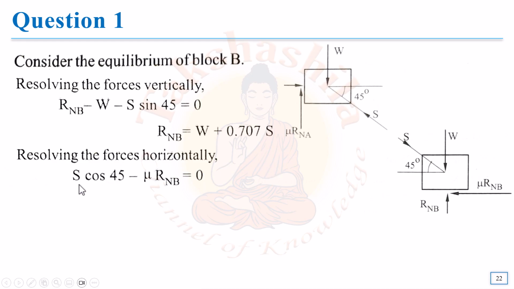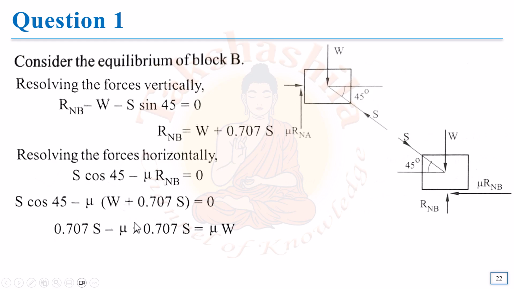Now applying the condition of equilibrium, I will have S times cos 45 acting towards the right, so positive, minus mu times R_NB, that is equal to 0. I already have the value of R_NB as W plus 0.707 S, so I will substitute that here. So S cos 45 minus mu into (W plus 0.707 S) is equated to 0. Let us simplify this.